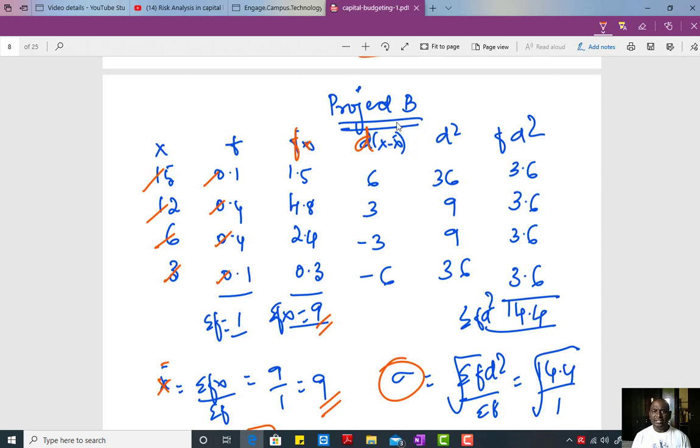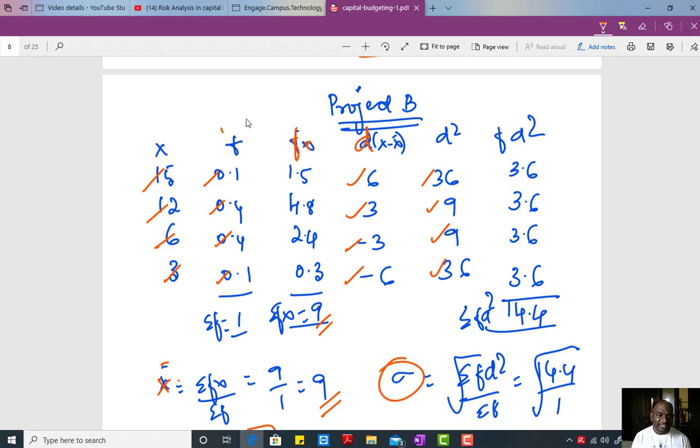How do we find the D? D is equal to x minus x bar. So 15 minus 9, 6. 12 minus 9, 3. 6 minus 9, minus 3. 3 minus 9, minus 6. So how do we find the D square? 6 into 6, 36. 3 into 3, 9. 3 into 3, 9. 6 into 6, 36.